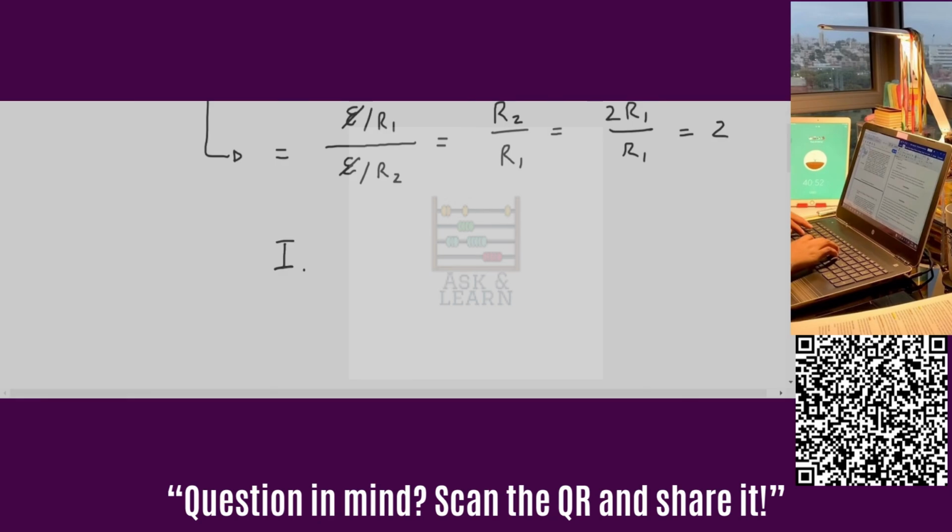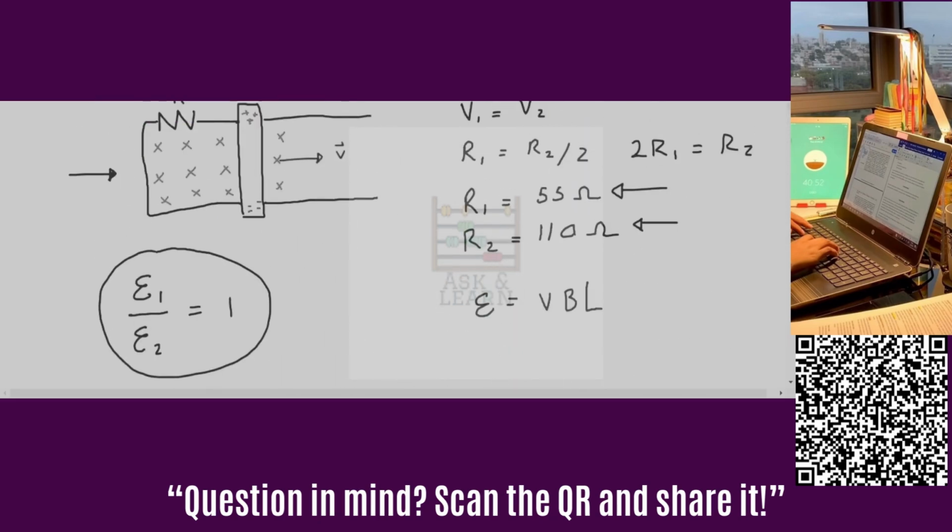So let's see what this means and if it makes sense. I1 is the circuit with a smaller resistance.